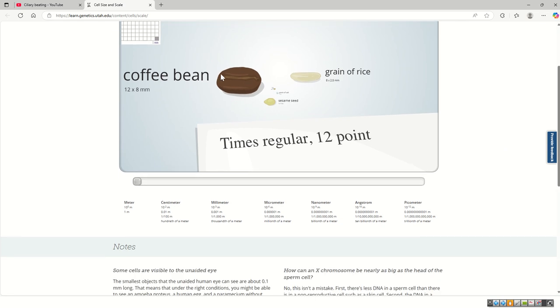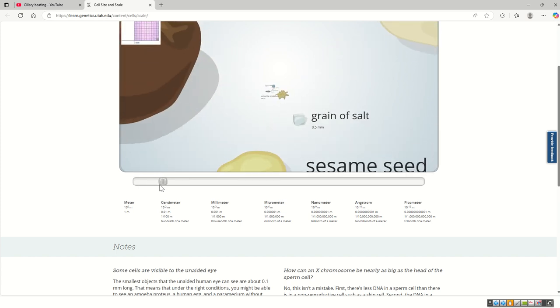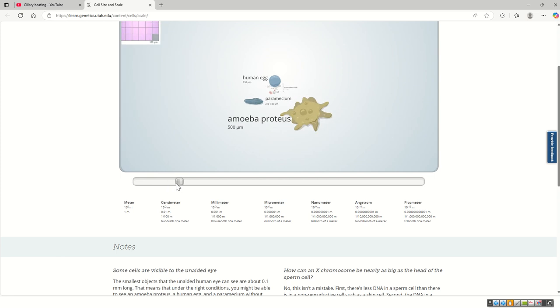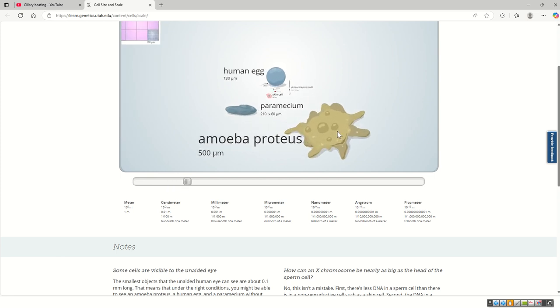So here is a coffee bean, a grain of rice, a little sesame seed, and you can see that here we have the measurements for these things. So a coffee bean is about 12 by 8 millimeters. Now, as we get smaller, we can see a grain of salt about 0.5 millimeter across. And then we're going to get to two different things that are protists. These are eukaryotic cells. Again, they have all the membrane-bound organelles.